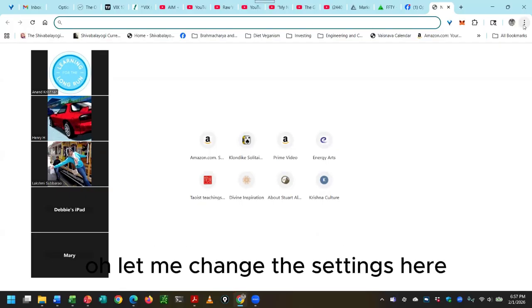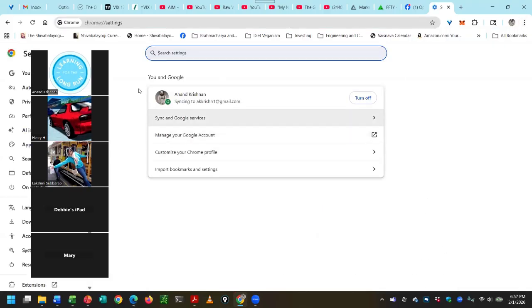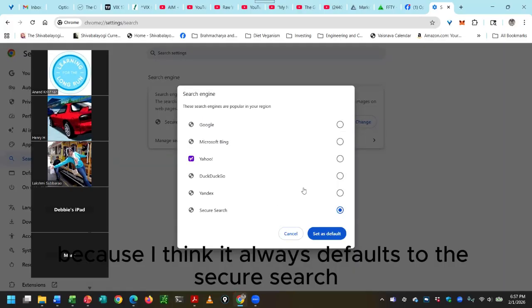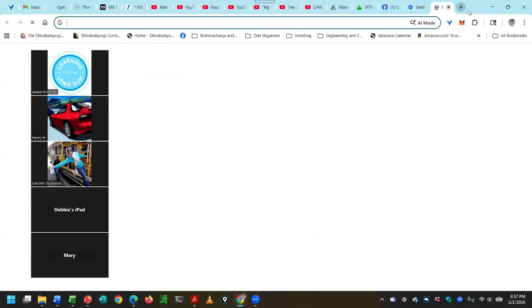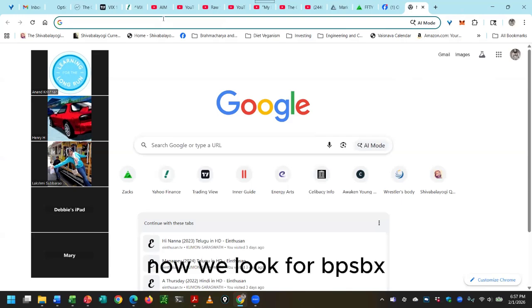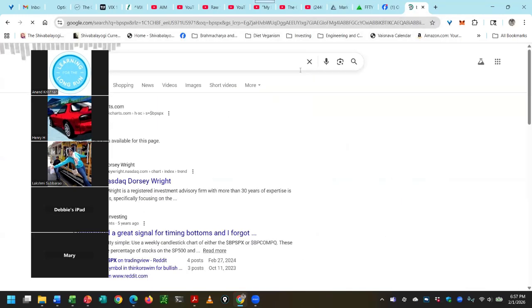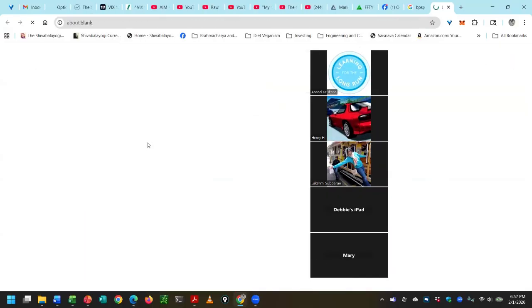Let me change the settings here, because I think it always defaults to the secure search. So let me set that as default. Okay, now we'll look for BPSPX. Okay, here we go. BPSPX.